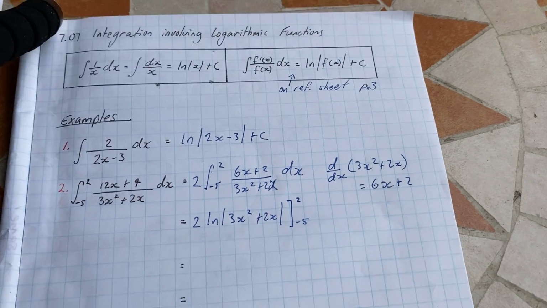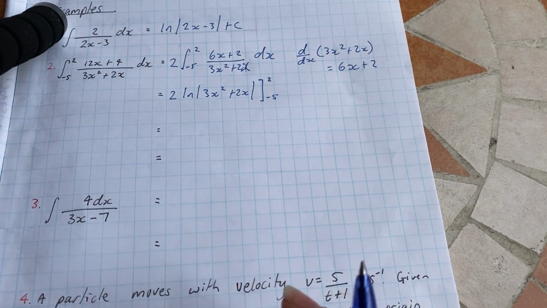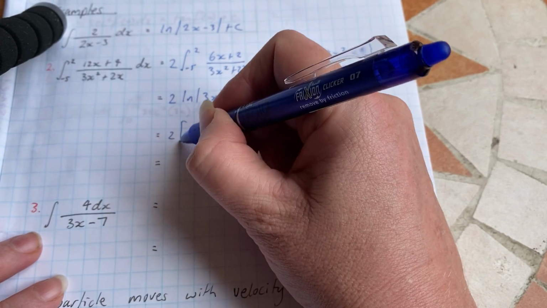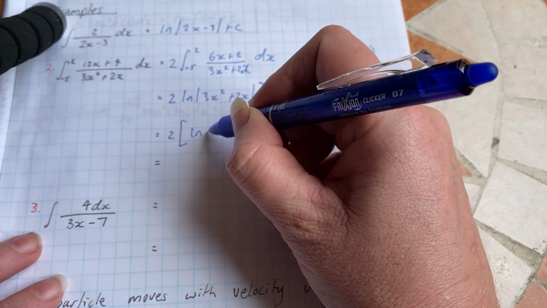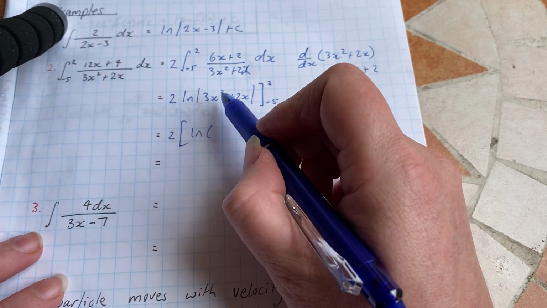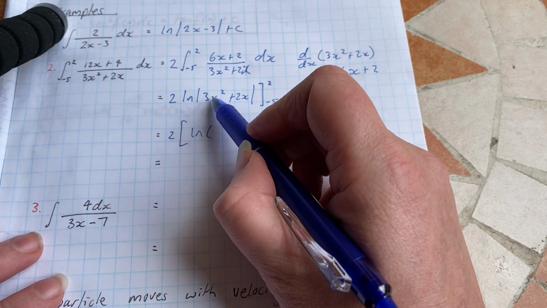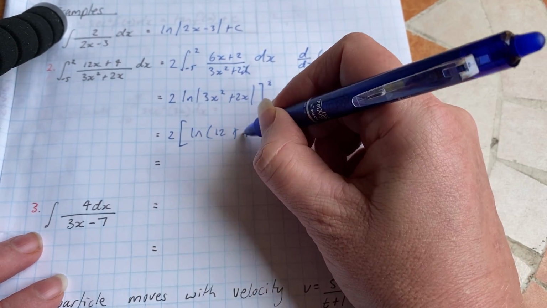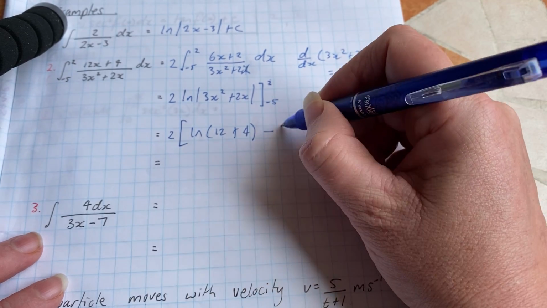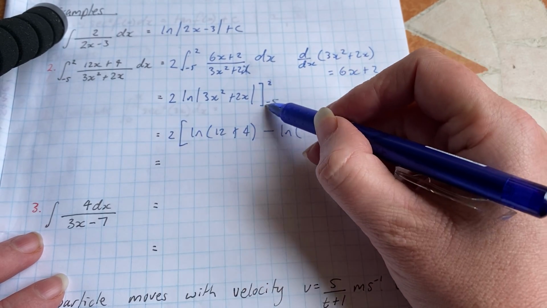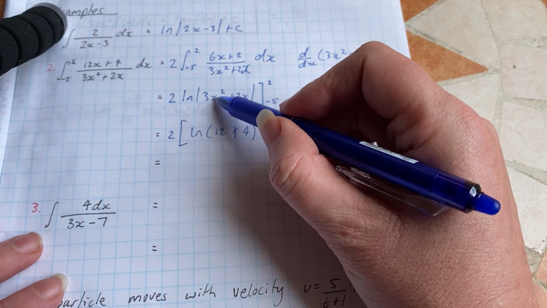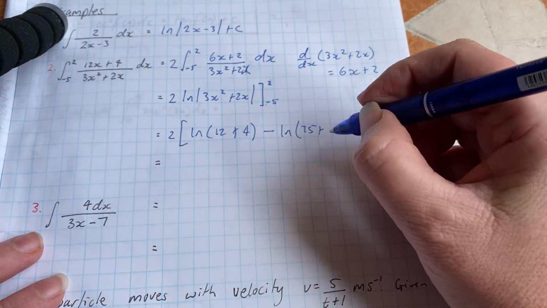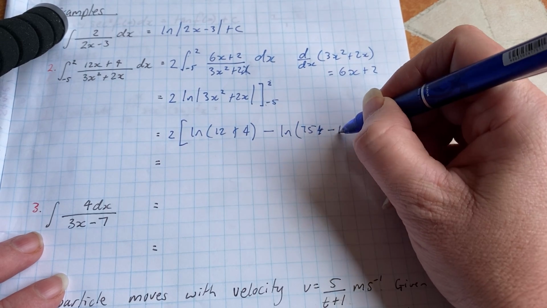So I'm going to start by substituting in the 2. So 2 at the front, big brackets. So log of 3 times 2 squared, so 3 times 4, so 12. 2 times 2 is 4, minus log of substitute in -5, so positive 25 times 3 is 75, minus 10.